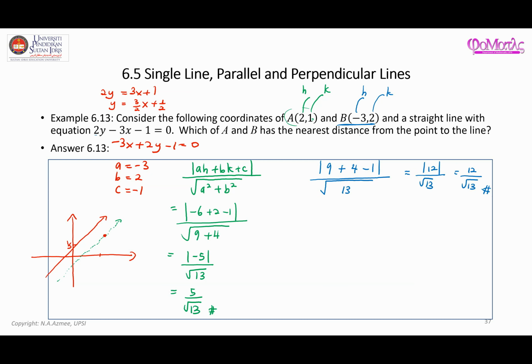And based on the answer that you've got over here, you can compare which one has the nearest distance. So the nearest distance is point A to equation 2y minus 3x minus 1 equals to 0. So this one has the nearest distance.